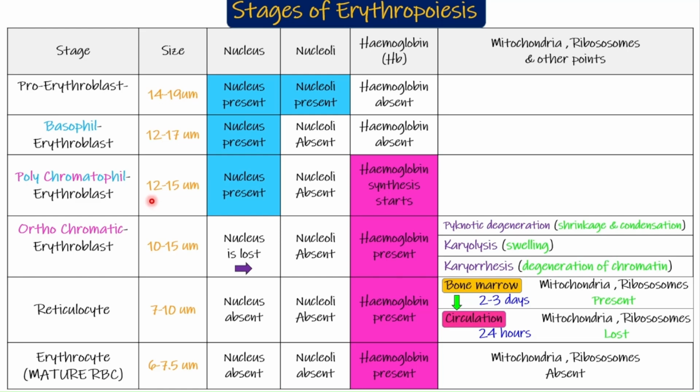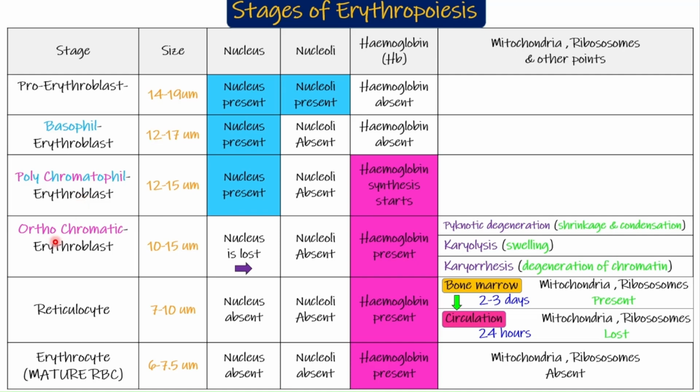Then the size decreases to 12 to 15 micrometers, then 10 to 15 micrometers, then 7 to 10, and finally 6 to 7.5 micrometers. Just imagine the size of 19 micrometers and imagine the size of 6 to 7 micrometers, the mature RBCs. So mature RBCs are way smaller compared to the immature RBCs.